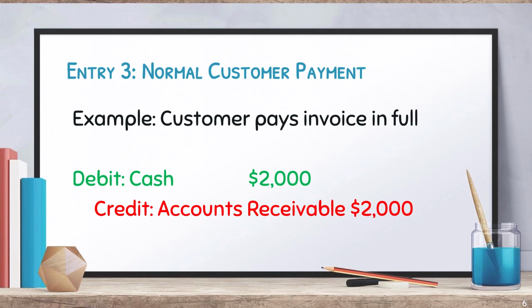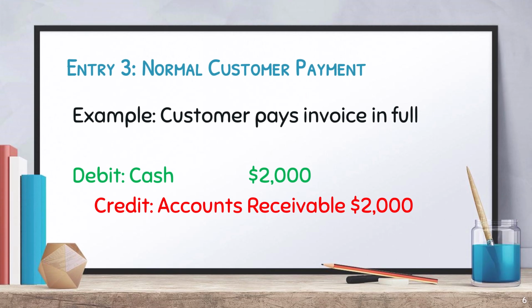Entry 3. Normal customer payment. Scenario: a customer pays their $2,000 invoice in full. Below is the journal entry. This is the cleanest outcome. We simply exchange one asset for another. Accounts receivable goes down and cash goes up. Accountants often call this the happy path.